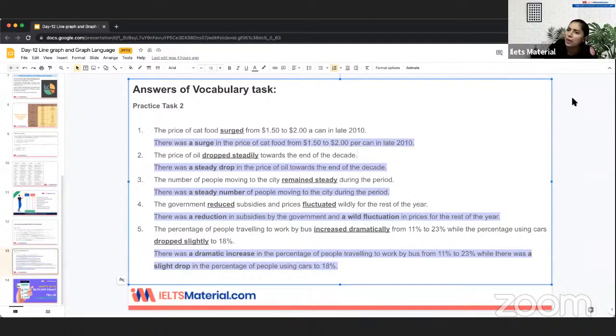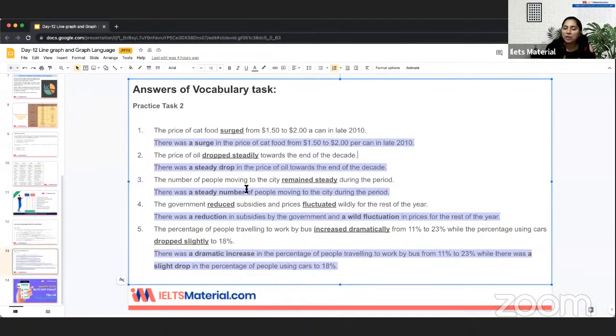I can take it in this way as well to change the sentence. Constant decrease. Yes, perfect. There was a constant decrease in the price of oil towards the end of the decade. I can take this as well.